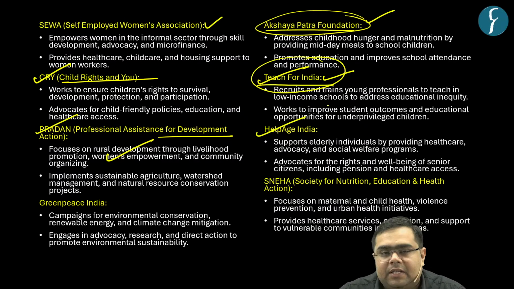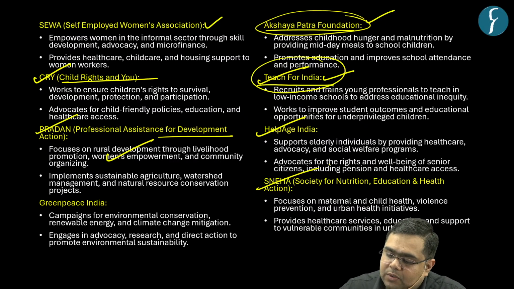Then there is HelpAge India. This NGO particularly works on development and issues related to old age homes in India. And then Sneha, that is Society for Nutrition, Education and Health, specifically focuses on maternal health and child rights.